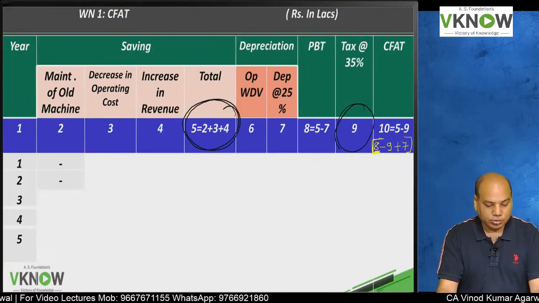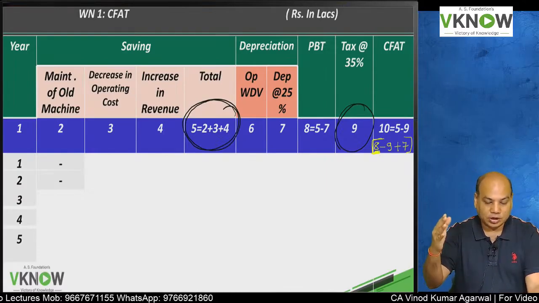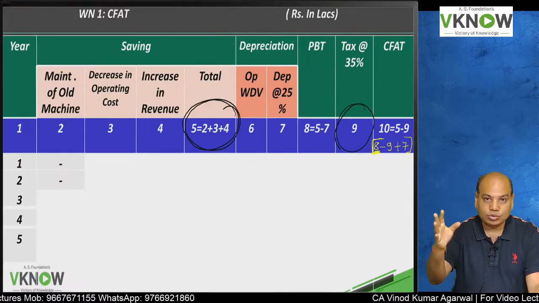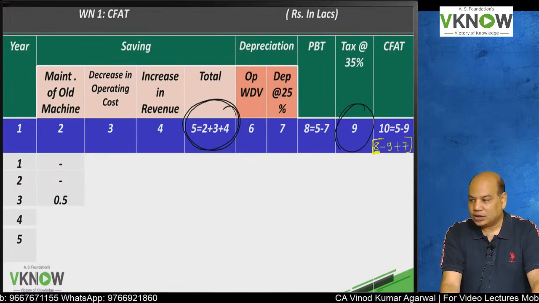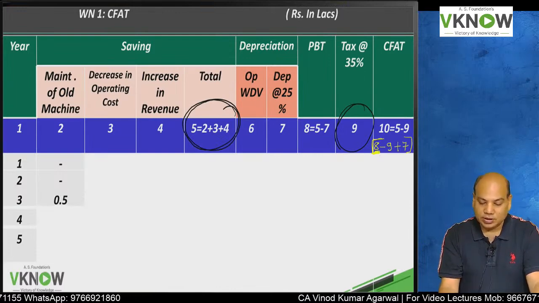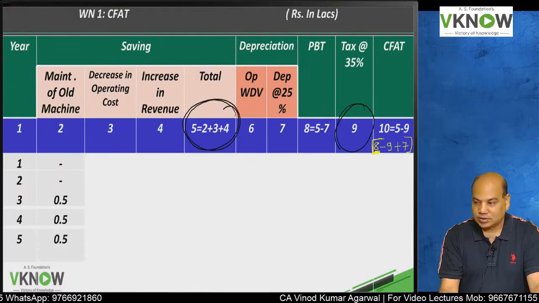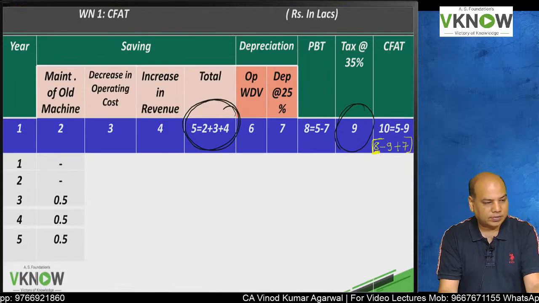If you continue to use the old asset, you would have incurred maintenance cost from the 6th year of the installation. 3 years are over. For the next 2 years, you will not incur maintenance cost. But after that, you will incur 50,000. We are writing in lakhs, 0.50.